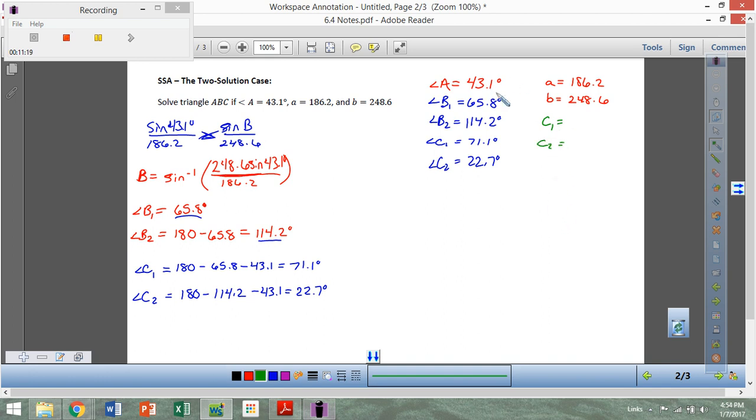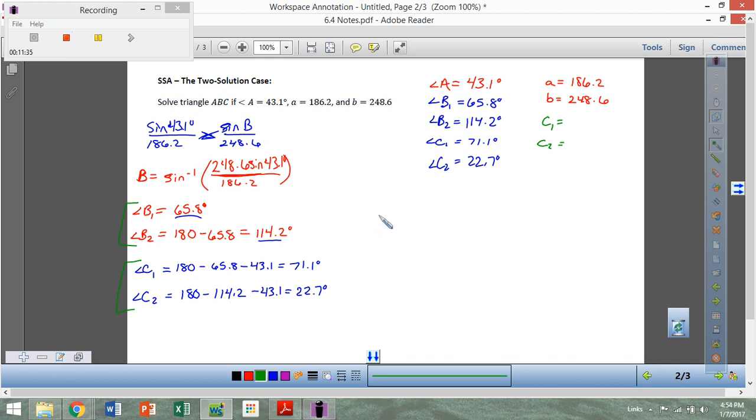Okay, so the stuff that is given, you only have one option for. Angle A only has that one option. Side length A, side length B only have those one options. But if I had 2 different options that worked for angle B when I solved that, that means I have 2 different options for angle C, which means I'm going to have 2 different options for side length C.